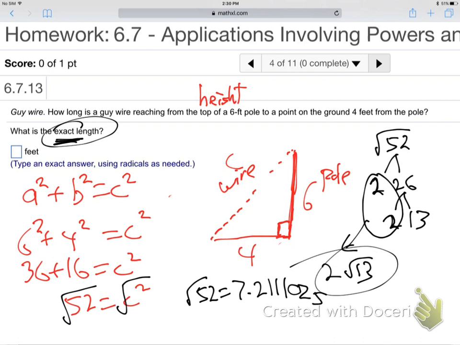They mean exact. And you see, since the decimal goes forever, there's no way I could give them the decimal answer and be exact. I'd have to stop somewhere. I'd have to round, and then it's not exact. So that's how you know they want this answer, not the decimal.